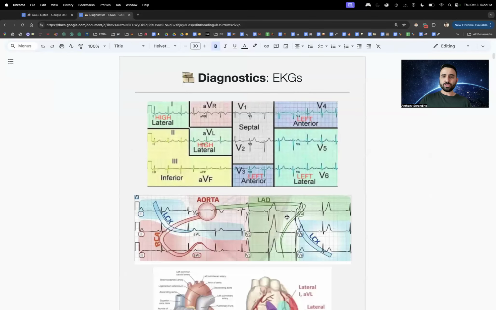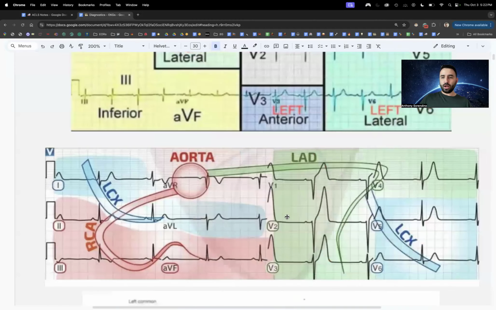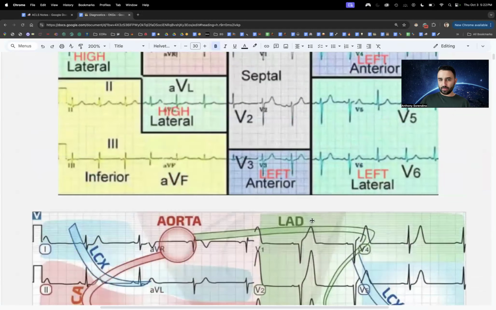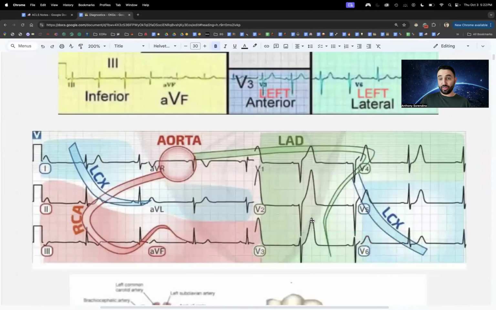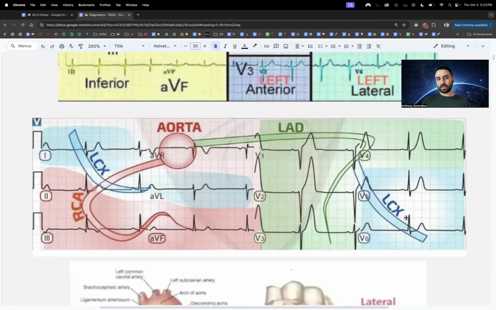All right, so we're going to talk about EKGs. This picture is probably the most valuable thing in terms of EKGs I've ever seen. I have always struggled with figuring out what leads coincide with what blood vessels. Even something like this doesn't help you there, but this I absolutely love, especially with the circumflex. If you can see this left circumflex, it's kind of like you're playing Pac-Man.